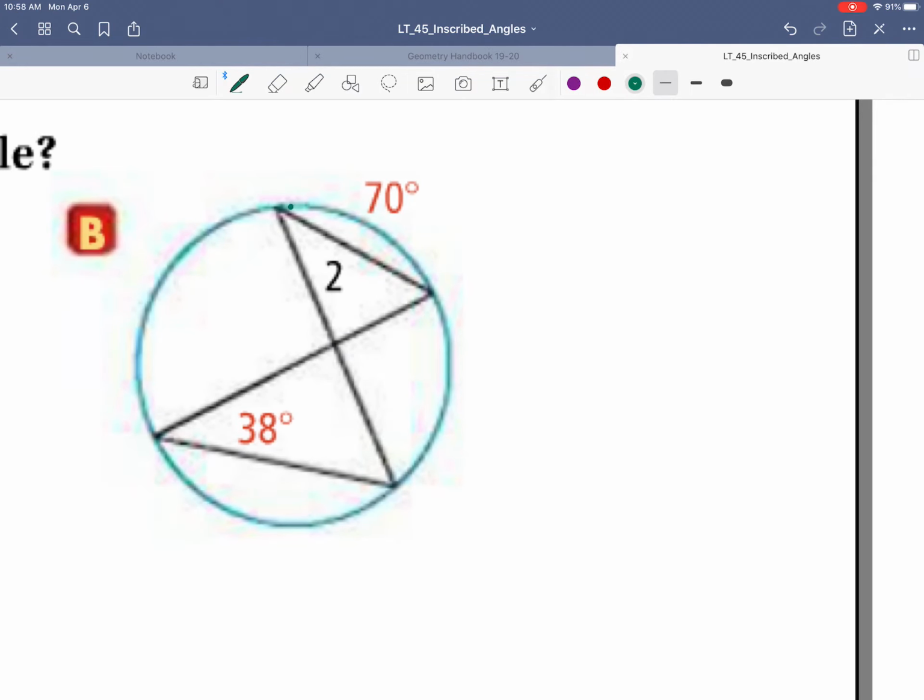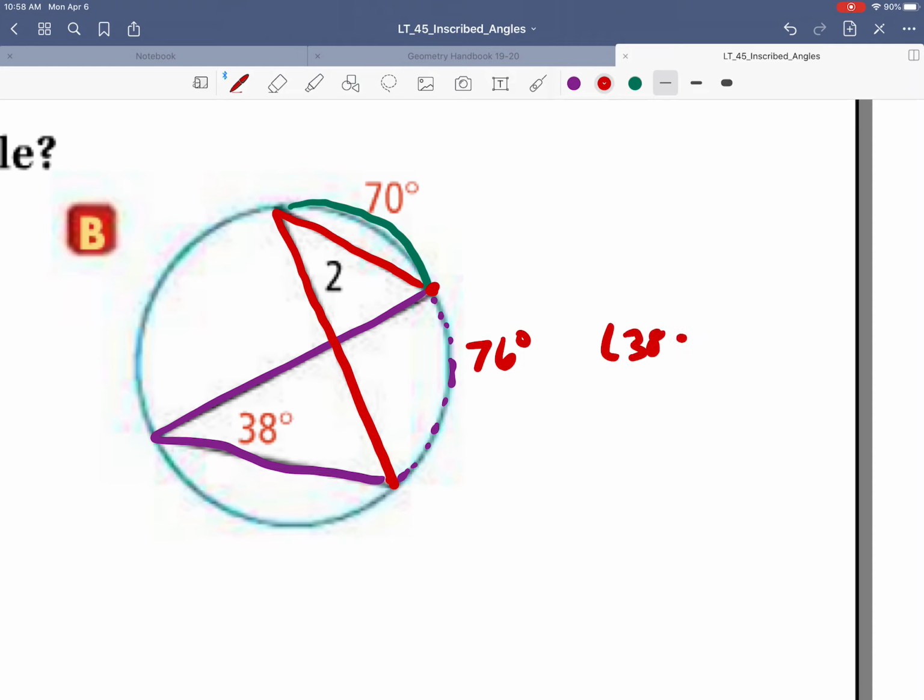Let's look here at B. Okay, this arc right here is 70 degrees. We know that the 38 opens up to this arc, as well as the 2 opening up to that arc. So let's highlight the 2 with the red. You can see that they both open up to the same arc. That arc has to be a measure of 76. I got that because 38 times 2, because 38 is my inscribed angle. Well, if they both open up to the same arc and they're both inscribed angles, then the measure of angle 2 has to also be 38.